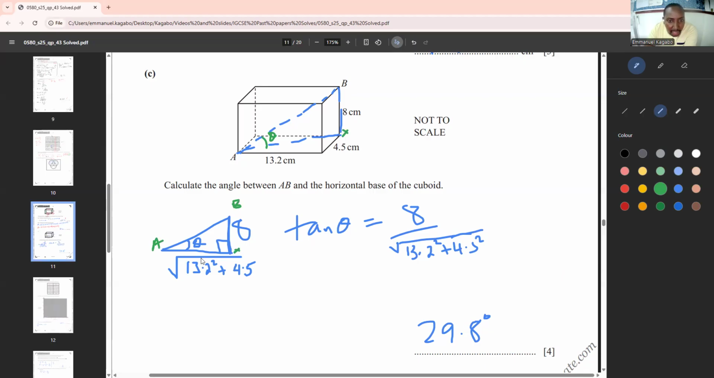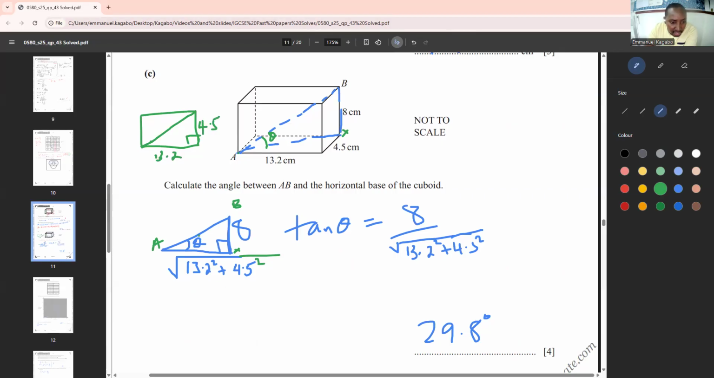Now we need AB. AB is the diagonal of the base. So which will be base squared. Here I didn't put the square. This should be squared. So base squared, you have a rectangle at the bottom. So I have this. This is the diagonal. And this is 13.2, and this is 4.5. Because this is 90 degrees, I have to do Pythagoras theorem. That's why I have that.